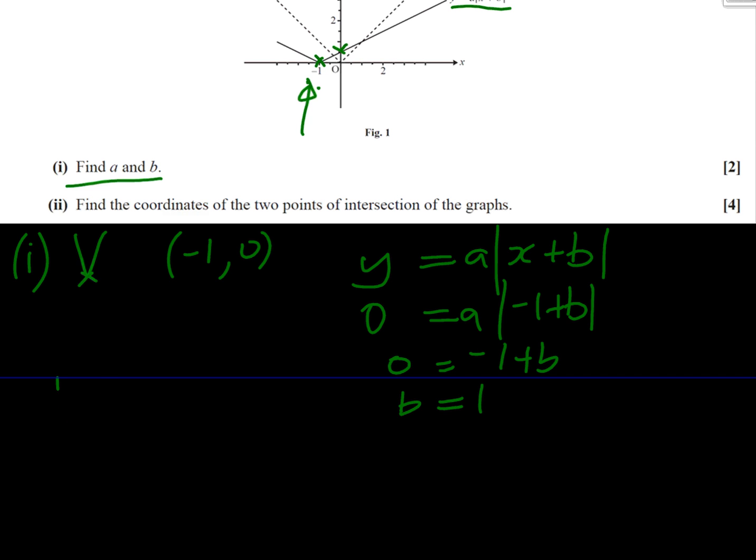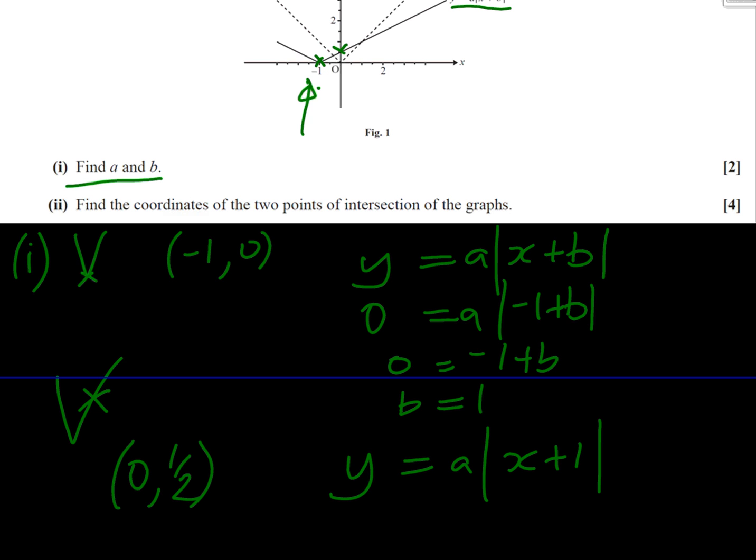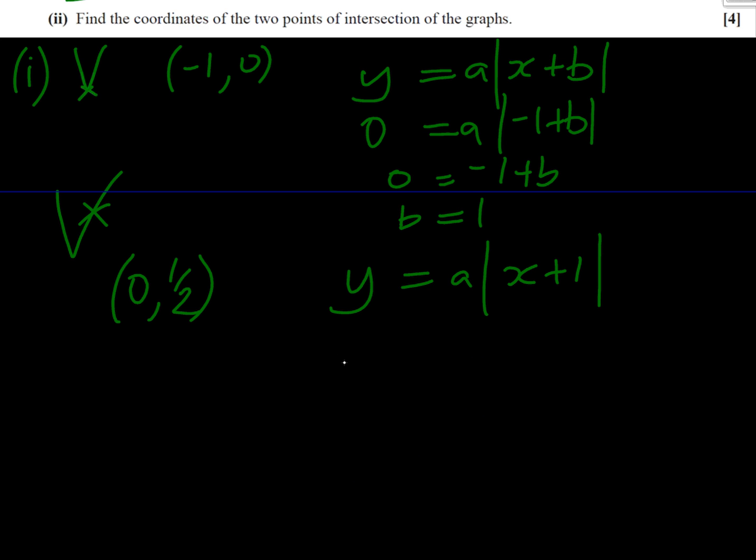Having done that, we can find a point on one of these two V lines, and therefore find the gradient from that, which is going to give us our a. We know that one of the points here is (0, 0.5). So we've already found b, so I'll put that in here. Our starting position, y equals a times the modulus of x plus 1. Then we substitute in, our y value is 1/2, so 1/2 equals a times the modulus of 0 plus 1. Well, we can see that that's a times 1, and therefore a equals 1/2.